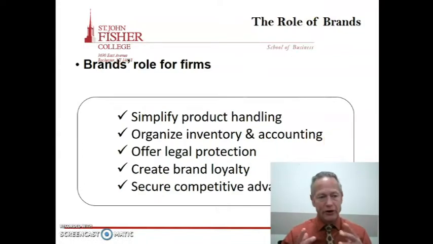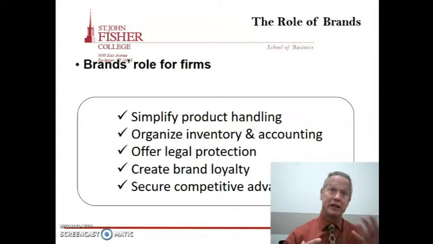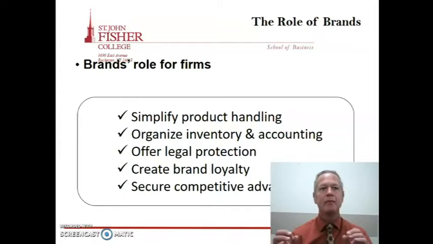For a firm, it simplifies product handling because you can put all brands together. It organizes and helps with distribution because you can put different brands in different warehouses. You have different brands for different customers. It also offers legal protections because of trademarks and other things like that. And it helps develop loyalty to your customer base so they can come back and continue to purchase from you. And it also helps you to define and establish a competitive advantage.